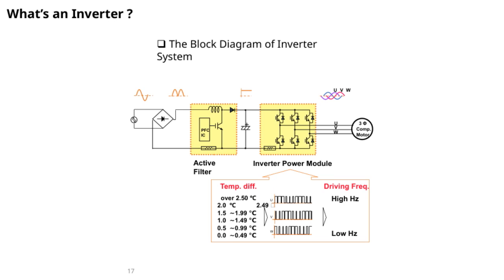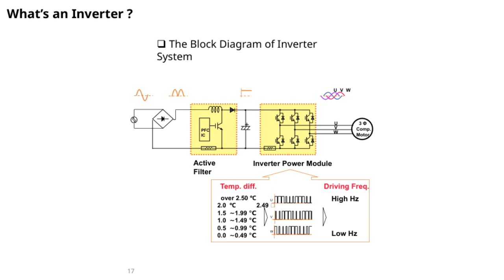The 3-phi indicates three-phase power supply, which provides a more stable and efficient power delivery. The comp refers to the compensation circuitry that helps maintain stable operation of the motor under varying conditions. The motor itself is driven by the inverter power module, which supplies the necessary power and control signals. Additionally, the inverter system includes an active filter, which helps reduce harmonics and electrical noise, ensuring cleaner power output.